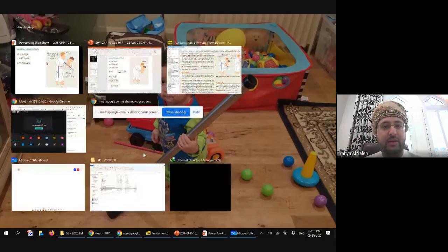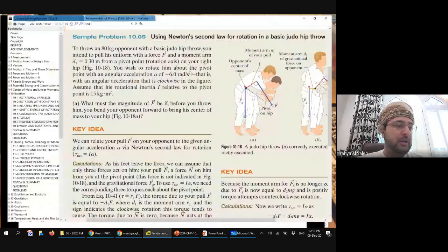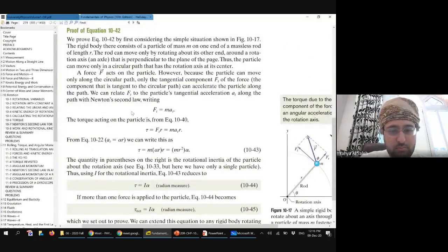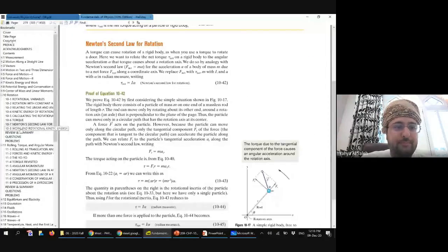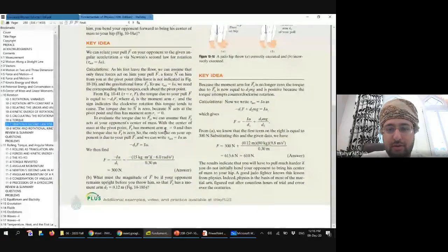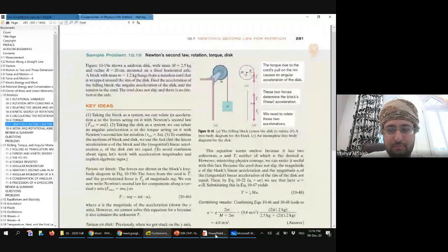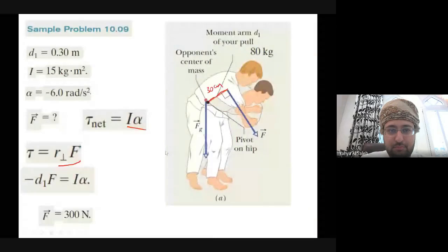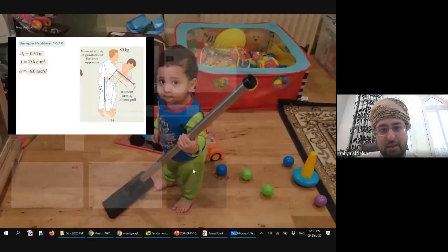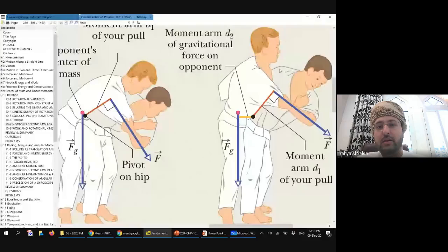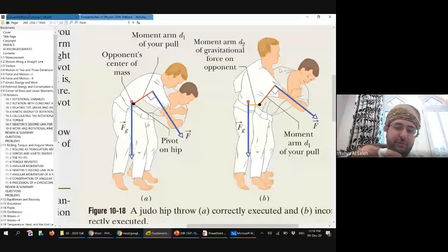Now let's change something. This time, your opponent is not being very helpful, and the centers of mass don't align. So instead, when you pull, your opponent refuses to budge, and he's still standing straight.